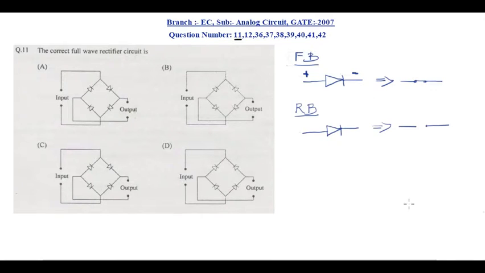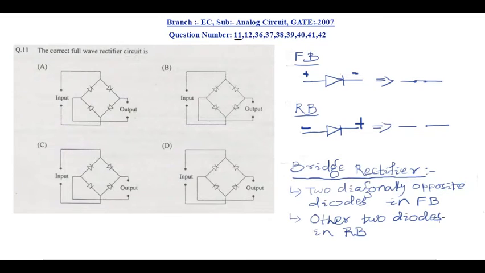The next thing is the reverse bias condition: when the anode is negatively biased and the cathode is positively biased, the diode acts as an open circuit. So simply it will be in the off state. And the third thing is with respect to the bridge rectifier. Out of the four diodes, two diagonally opposite diodes will be forward biased and the other two diodes will be in reverse bias. So these are the three points we have to remember while solving the questions. Now we will see one by one.